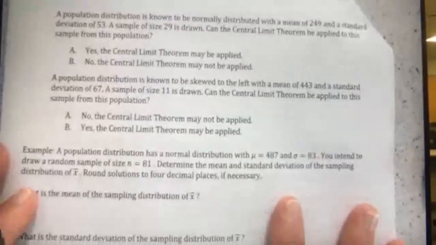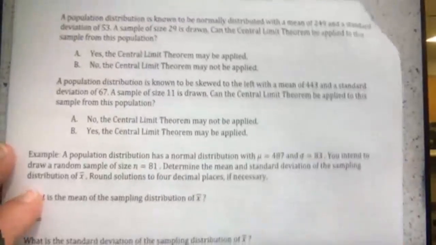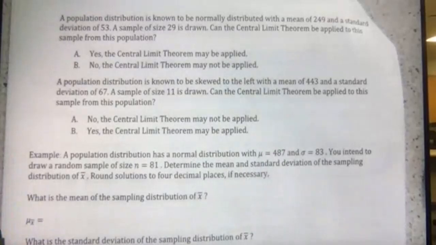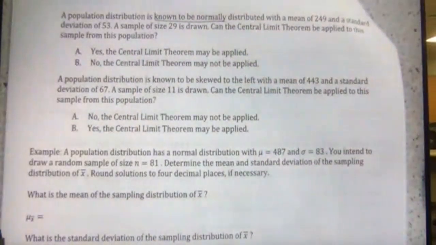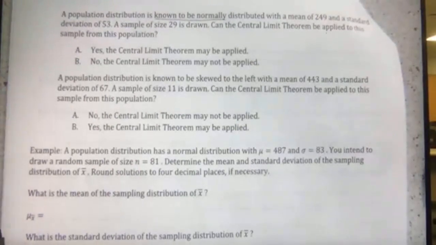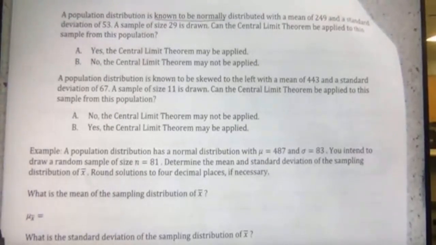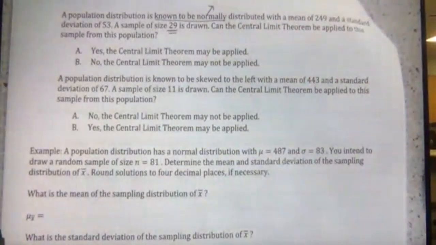Other 2 scenarios. So the first one says a population distribution is known to be normally distributed, so it's already known to be normal, with a mean of 249 and a standard deviation of 53. Our sample size of 29 is drawn, so it's not big enough. Can the central limit theorem be applied? Because our sample size is not big enough, it's already normal though. So I don't even need to apply the central limit theorem because it's already normal.